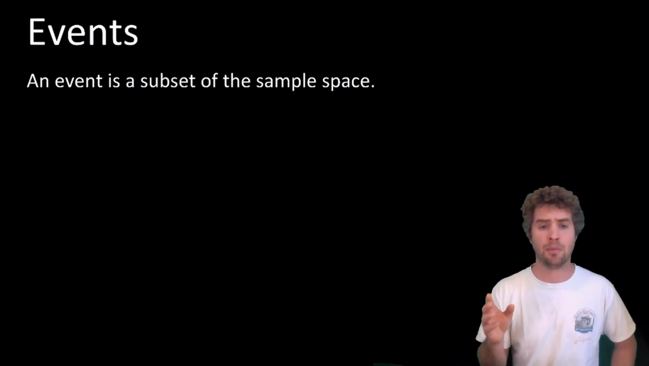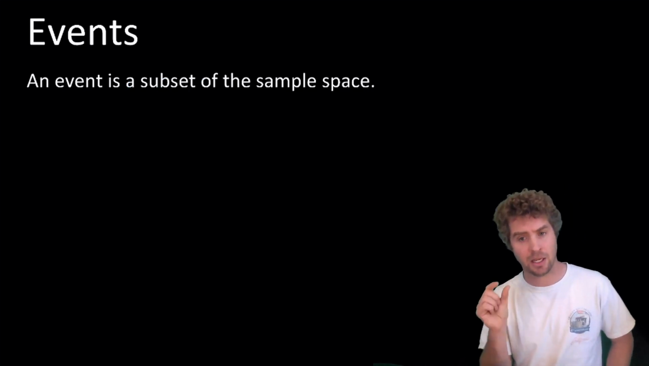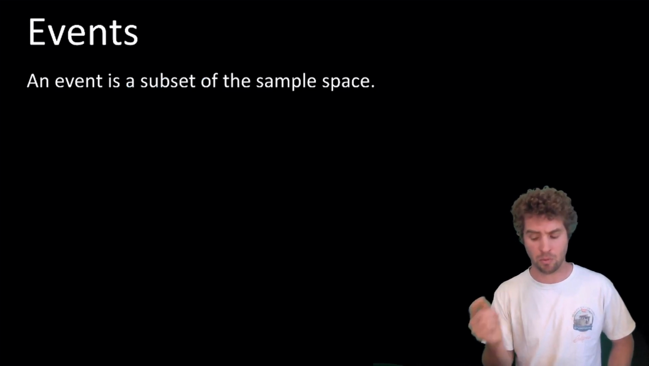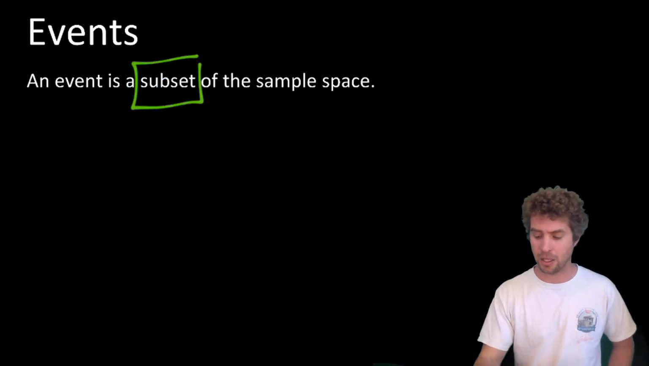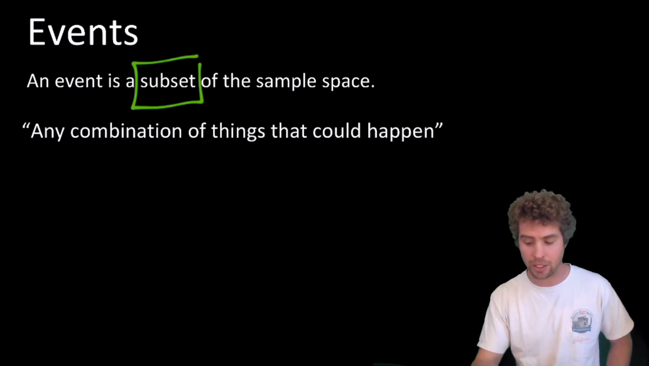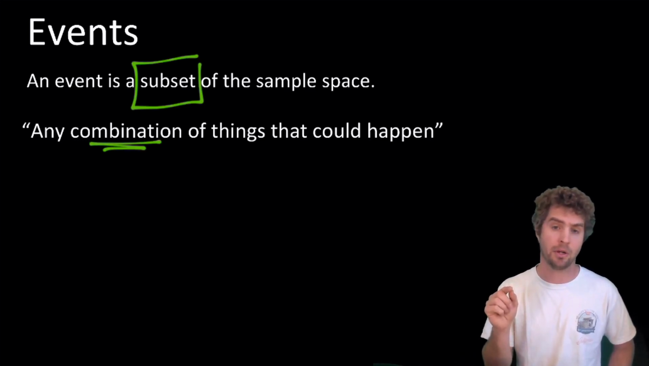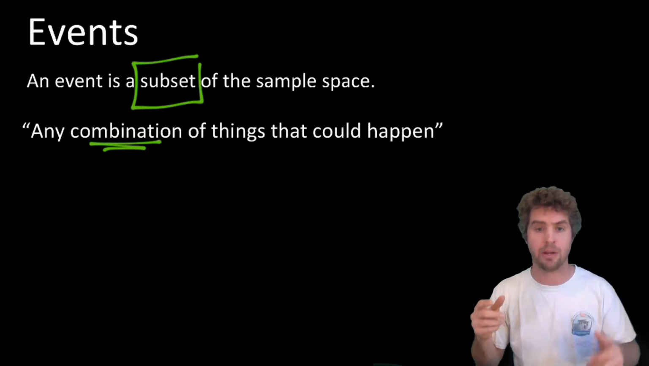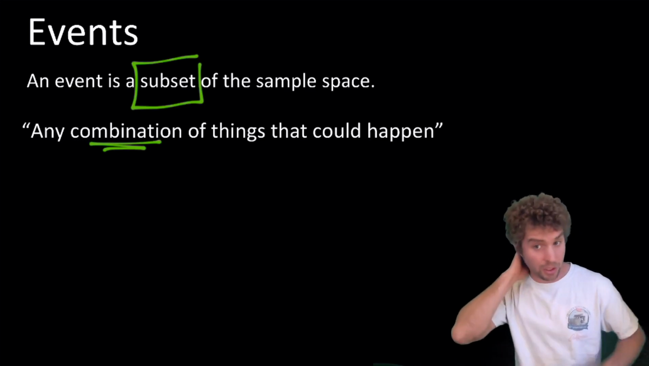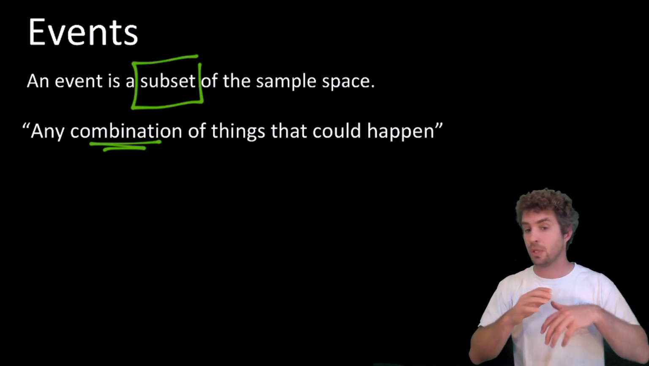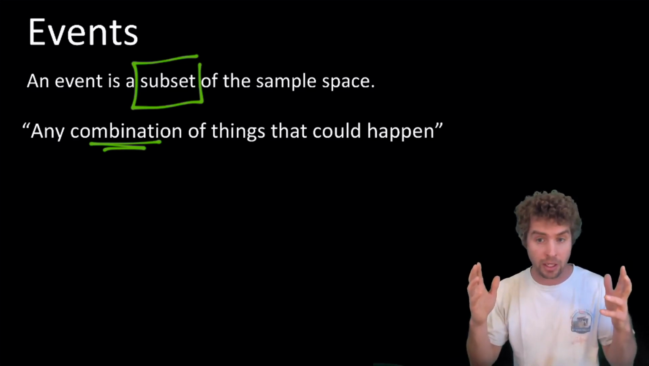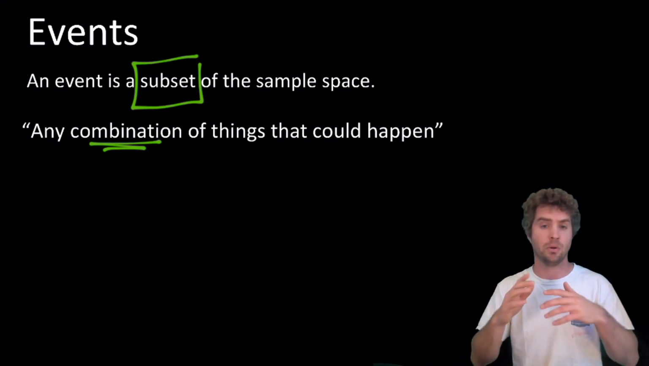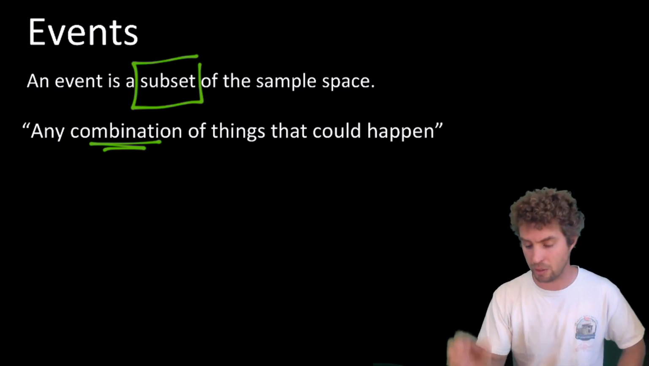Events. An event is a subset of the sample space. Okay, so what does that mean? Well, a subset is any combination of things that could happen, right? So any different groups of outcomes. So each individual outcome is an event. You could even include all the outcomes as events, or certain combinations and groups of events.